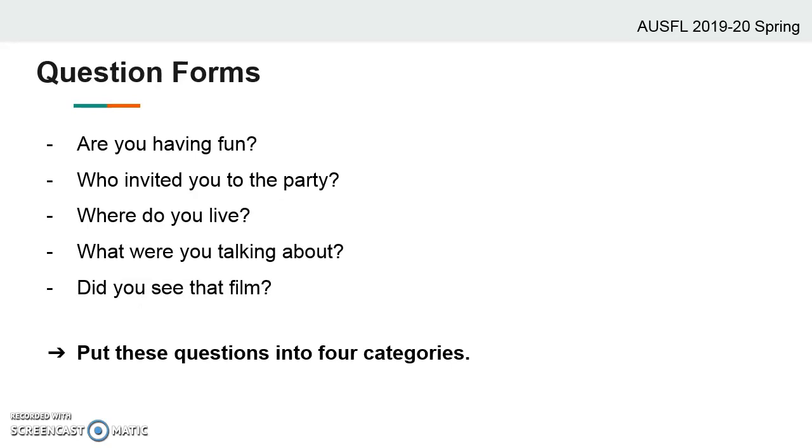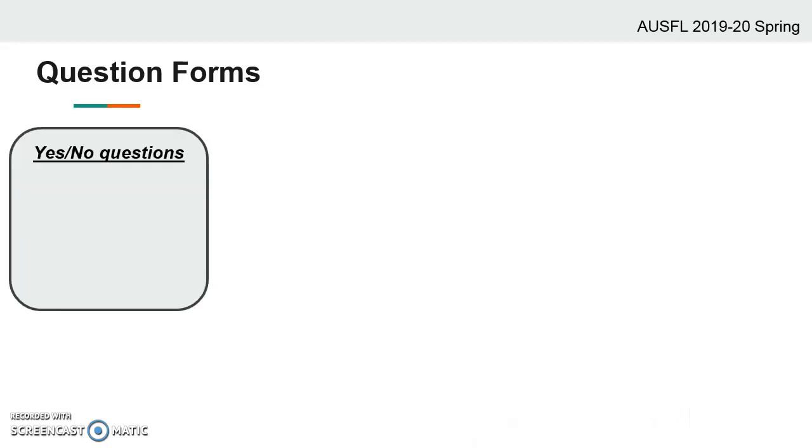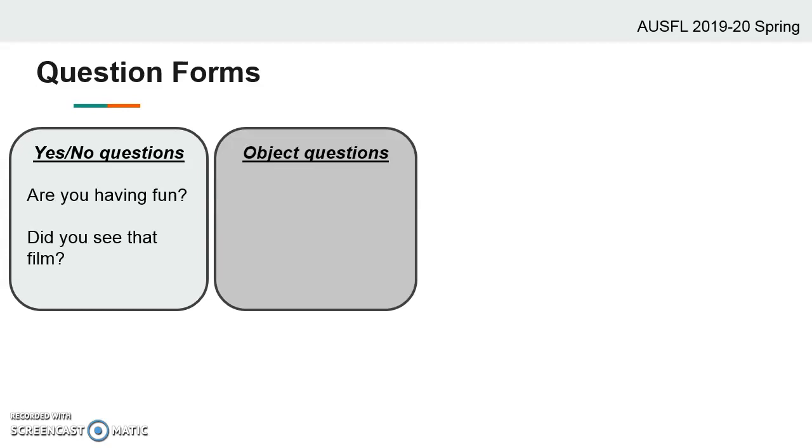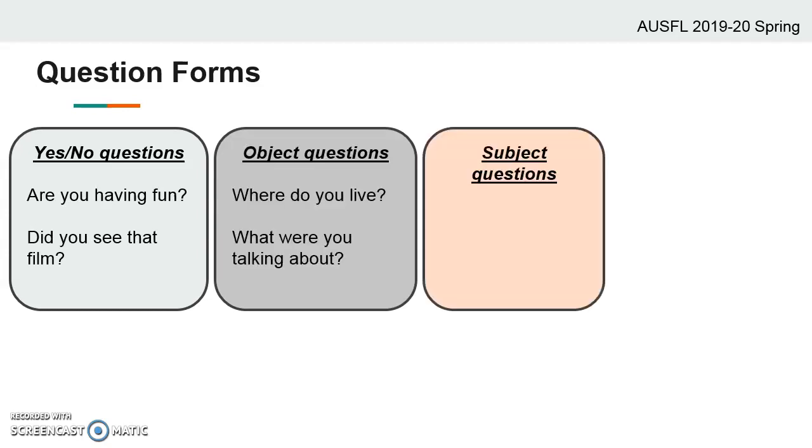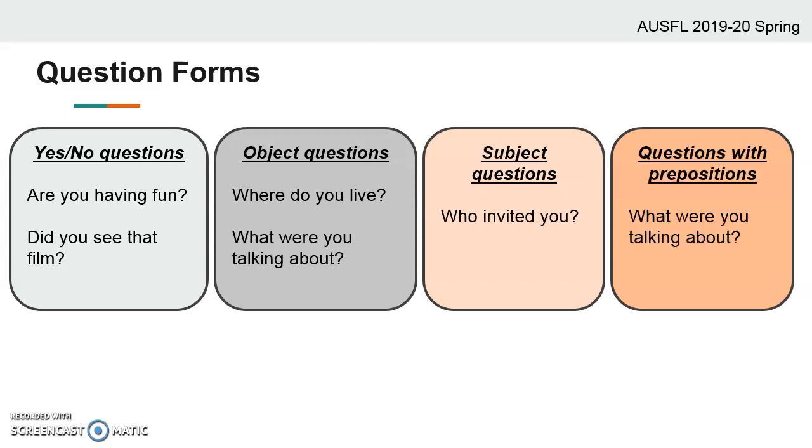Imagine you're at a party talking to someone you've just met. Here are some questions you may ask them. Can you group these questions into 4 categories, please? The first category is yes-no questions. Then we have object questions, subject questions, and finally questions with prepositions. Are these similar to your categories?